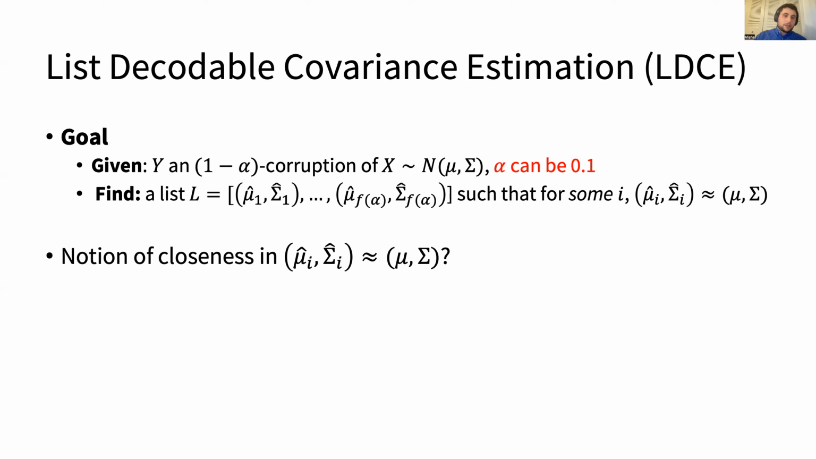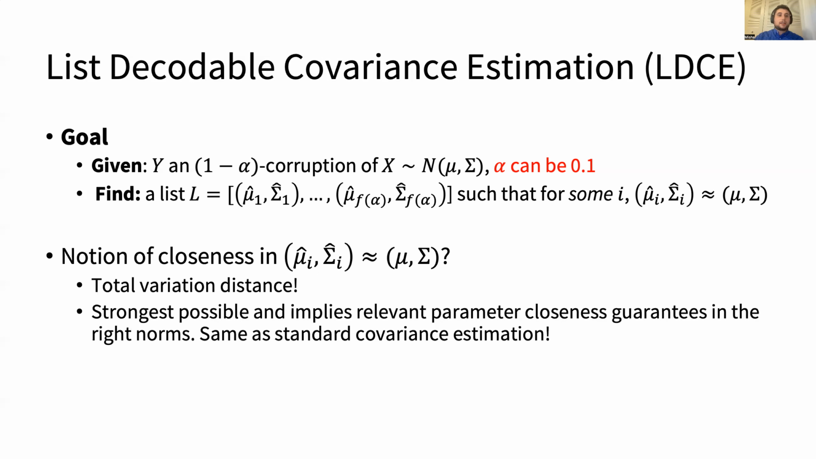So what is this notion of closeness? Well, it's the same total variation distance guarantee that we had before. And that's what we really want because it's the strongest possible guarantee we can get. Once again, it also implies the parameter closeness guarantees of the mean, the covariance, and Frobenius closeness. Just to reiterate, that is the total variation guarantee.